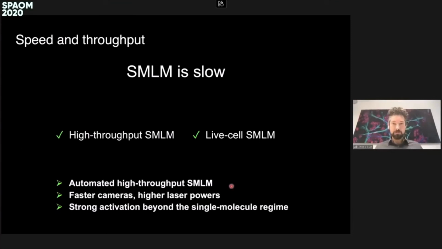So to summarize this part, we could indeed increase the throughput and speed of localization microscopy. I think to go high throughput and to automate the microscopes as much as possible is a nice approach because it allows your people to not spend hours and hours or days in front of the microscope, but spend time maybe on data analysis or on sample preparation. But if you want to go really fast, our preferred option at the moment is to leave the single molecule regime and to go to medium density and then use these new fitting algorithms.